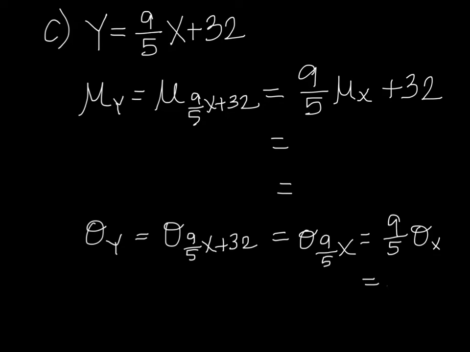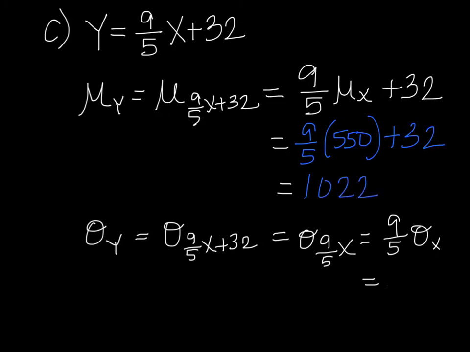So in order to find the mean, as with many of the cases, it's going to just be applied directly, taking 9/5 times the original mean, 550 degrees, then add 32 to that. When I type that in my calculator, I will get 1,222 degrees Fahrenheit. So that's pretty hot.